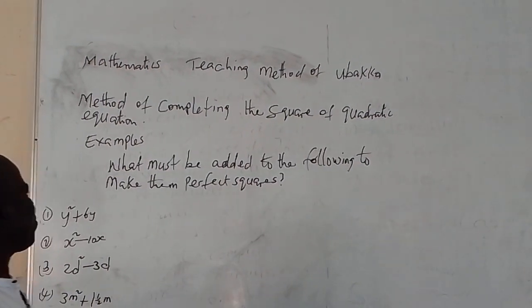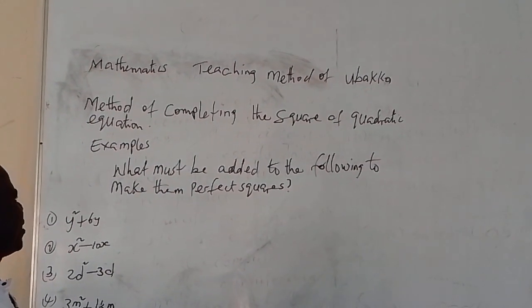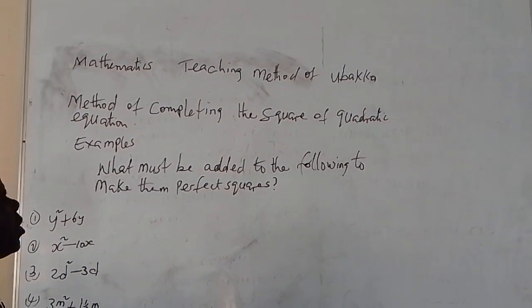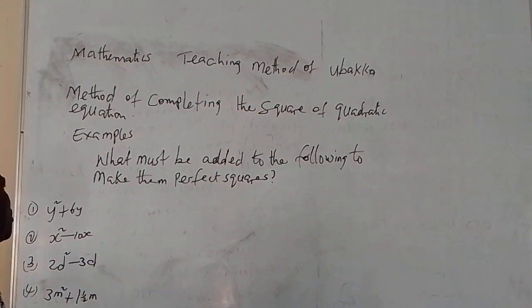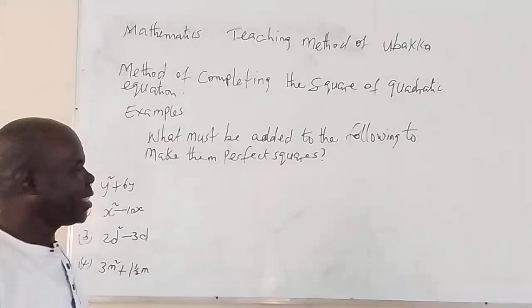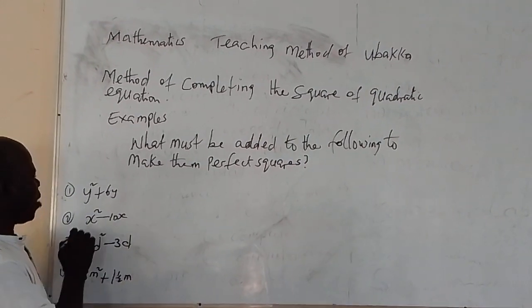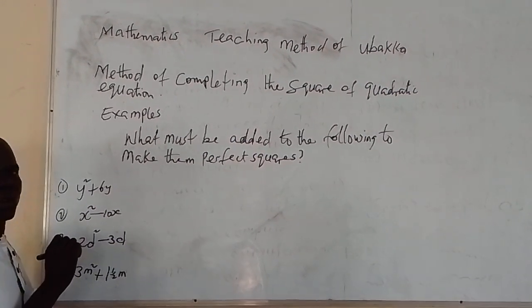And the example we have here are: what must be added to the following to make them perfect squares. Then let's look at number one example here. If you look at this one now, it is y squared plus 6y.